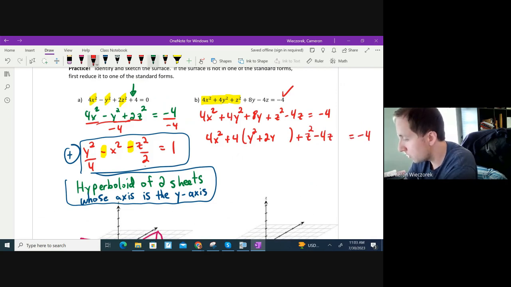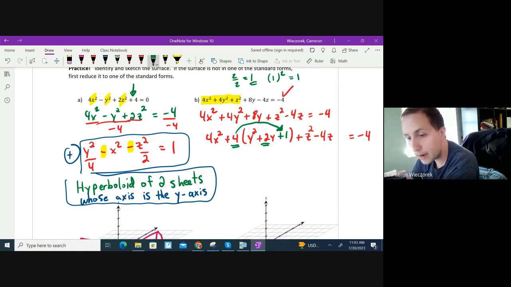Okay, let's complete the square on y. Cut the coefficient next to the linear term in half. So next to y, I see a 2. 2 divided by 2 is 1. And then I'm going to square the 1. 1 squared would be 1. So I'm going to add 1. Keep in mind, you have to distribute that 4. So you're not really adding 1, you're really adding 4 times 1. So I'm adding 4 to the left. That means I've got to add 4 to the right.